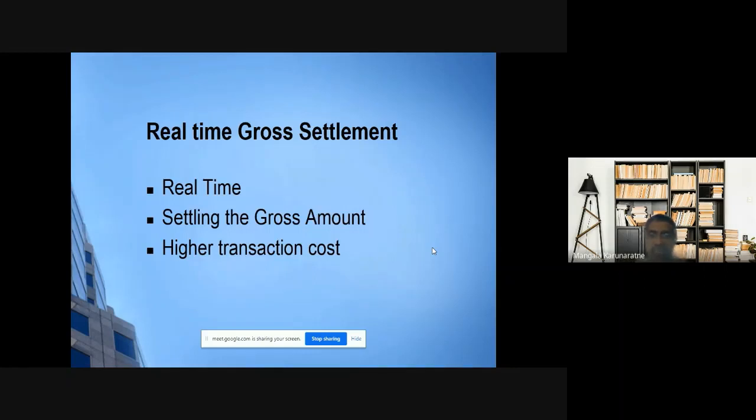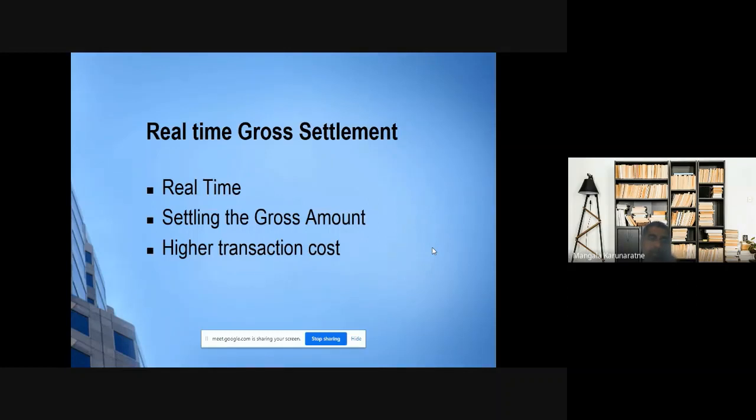There won't be, like say if we send 10 transactions, all these 10 transactions will be reflected in the account. It is not a net figure, or a total figure that will get debited to your account. Individually all the transactions will be shown in your account, and that is why we say it is for the gross amount. There is no netting involvement in the RTGS system.